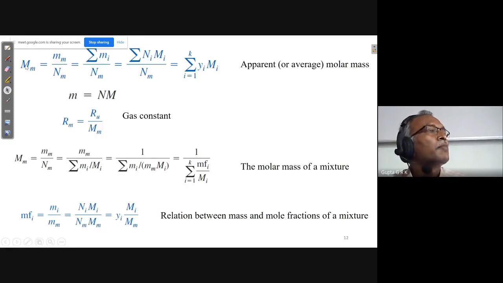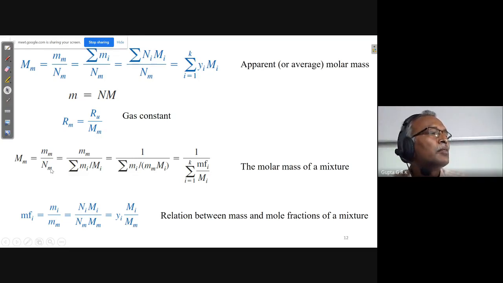Okay, so the molecular weight of the mixture is mass of the mixture by number of moles of the mixture. And so this we have done, this is sigma yi Mi, because mass is equal to number of moles into molecular weight, and gas constant of the mixture is R bar by Mm. And so this molecular weight of the mixture is given in terms of mole fraction here. In terms of mass fraction also it can be given here.